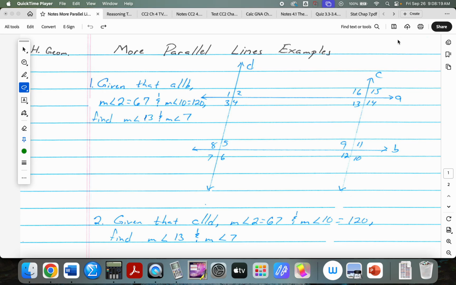Just going to do some more example problems. These two problems are paired together because some of the information is the same, but some of the information is very different. Here, we're given that A and B are parallel. I would strongly suggest that you use a pencil for this because you're going to erase parts of it.